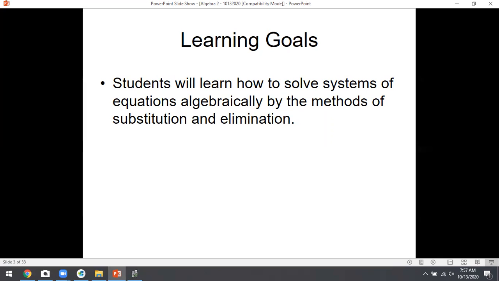Otherwise, I would like you to do these methods we're talking about today, which is a review from Algebra 1, substitution and elimination. Far superior methods. So there's 3 methods: graphing, substitution, elimination. I think by far the most useful one would be substitution. If you don't know what to do, do substitution.